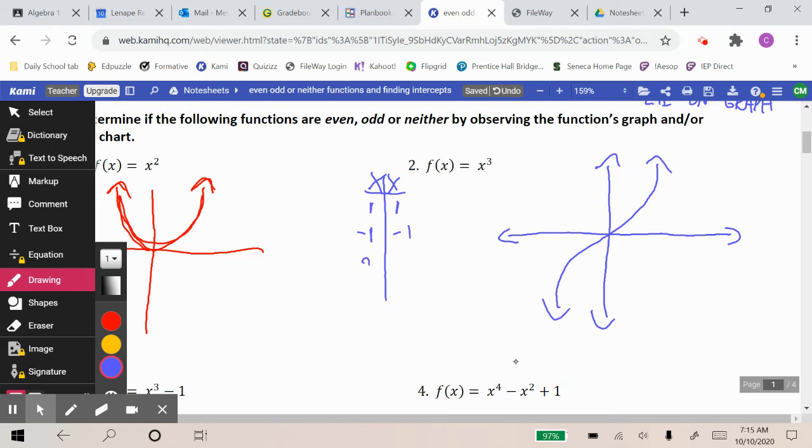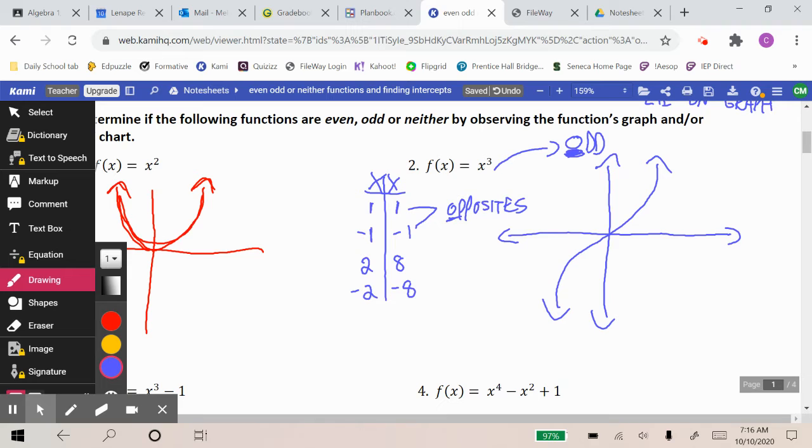I could keep going. 2 cubed is 8. If I plug in its opposite, negative 2, negative 2 cubed, since it's raised to an odd power, is going to give me a negative. So when I see that these are opposites, which begins with the O, then we say that this is an odd function.